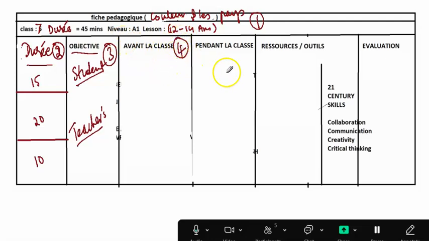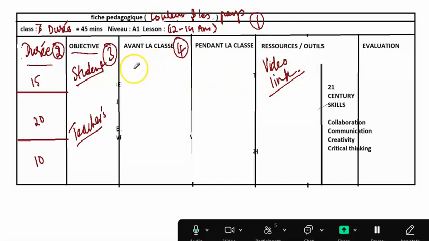Then you have to tell that you are taking the class inversée as your inspiration. So before the class, the students are expected to see the video. So what is the resource? Video link. So you have to give a video link over here.